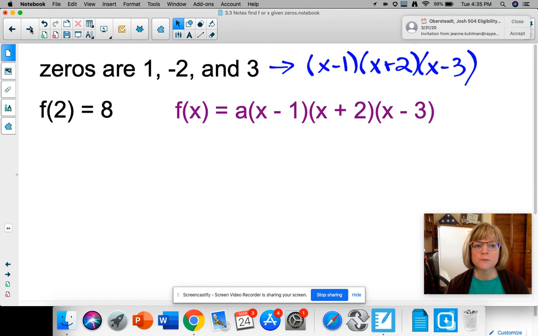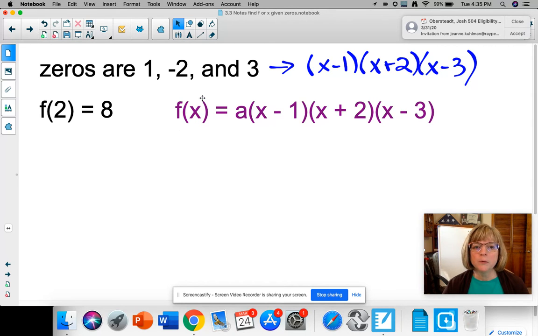So we start off first by realizing that if my zeros are 1, -2, and 3, I can turn those zeros into factors. So the factors are x minus 1, x plus 2, and x minus 3. And if that's all we were asked to do, to find a polynomial with those zeros, we would be done. But f of 2 equals 8 adds a new wrinkle to our problem.